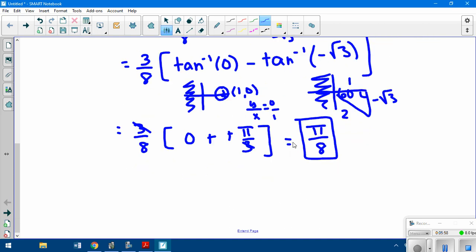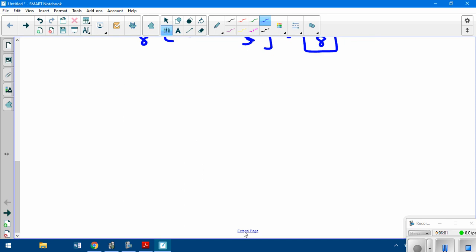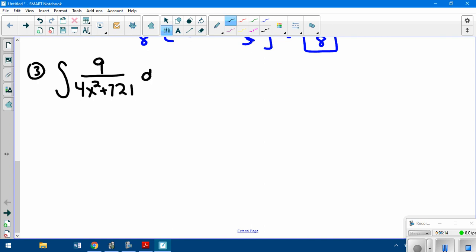Hope so. Okay, one more before we do my new stuff. Here's number 3. Let's do the integral of 9 over 4x squared plus 121 dx.